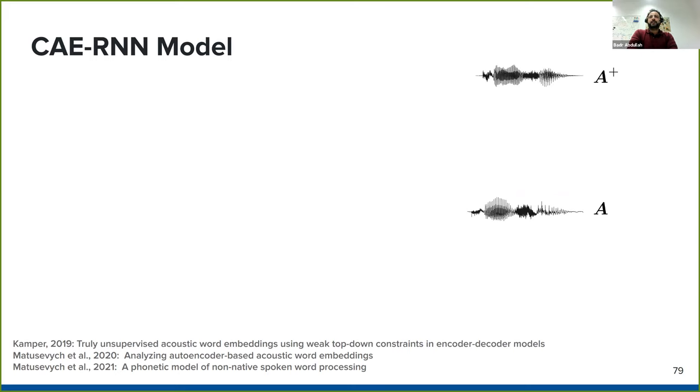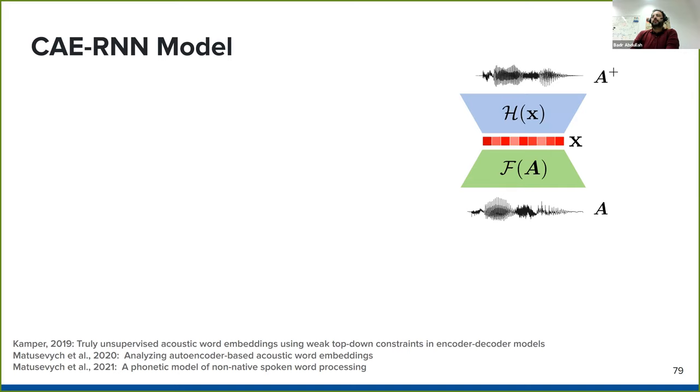This model actually does not assume any discrete phonological representations of the underlying speech data. And it's actually trained on acoustic supervision. So we start with a spoken word in the input. This would be A. And then we project this word into an embedding or into a representation X. And then there will be an acoustic decoder that would try to reconstruct another sample that corresponds to the same word type. And here I call it X plus. I call it A plus.